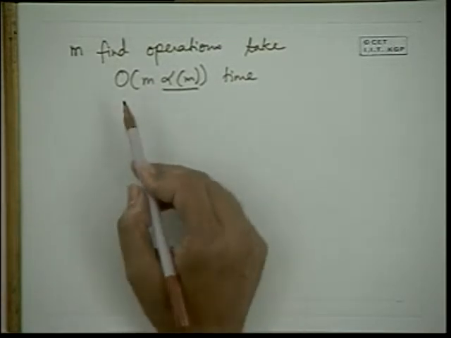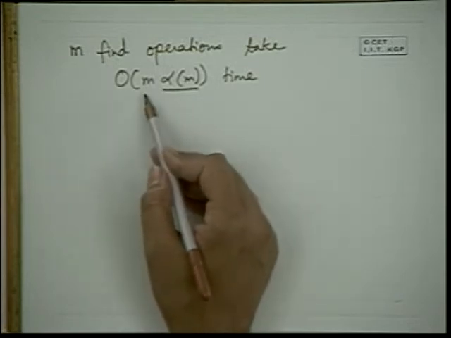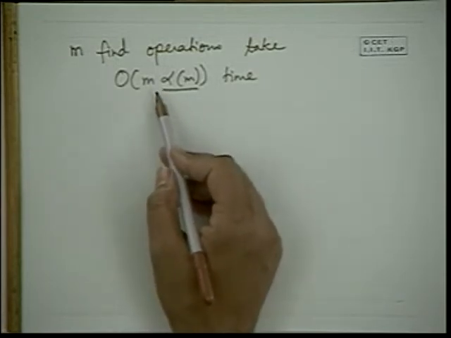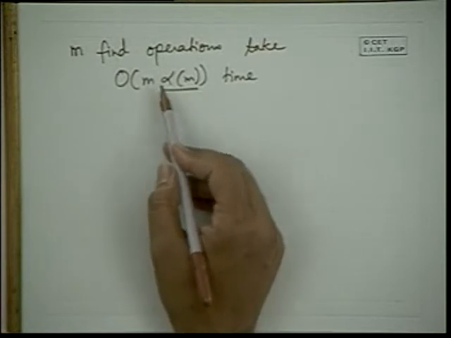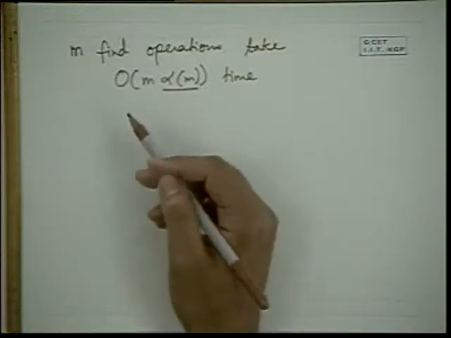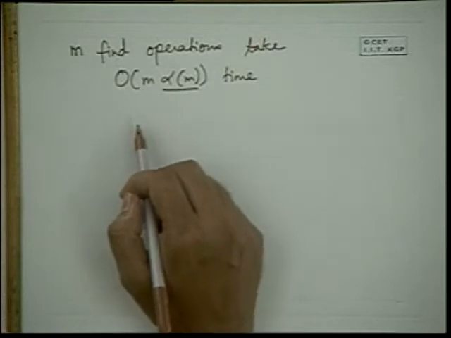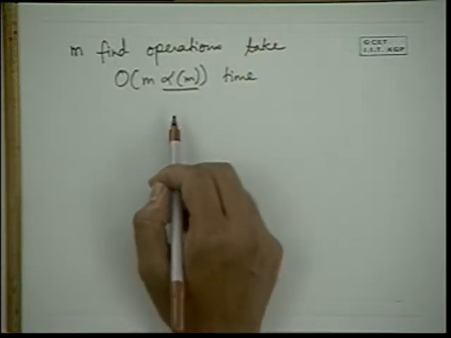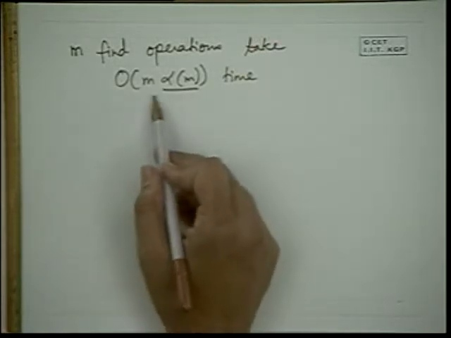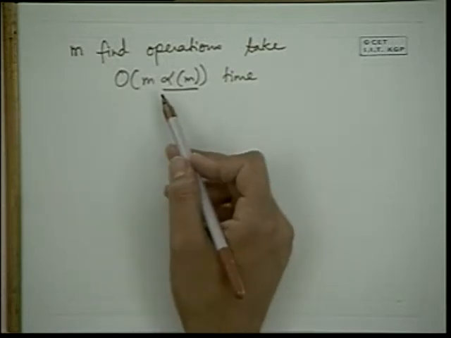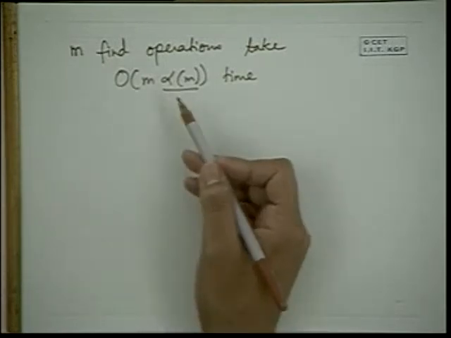So in the best case, what will happen? M operations will take order m time, but it is saying no, it is not order m anymore. It is m times some multiplicative factor which is alpha m. I'll show you that alpha m basically is a very small quantity. For all purposes, it is almost constant. So this complexity is as good as linear, as good as order m, almost for all practical purposes. I'll show you what this function alpha m is.